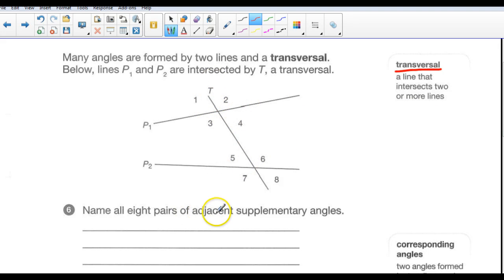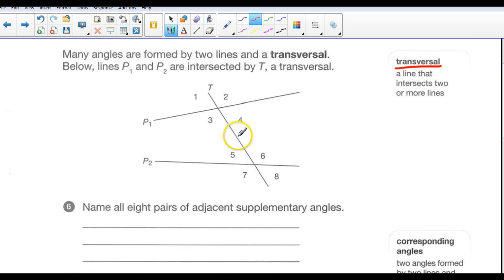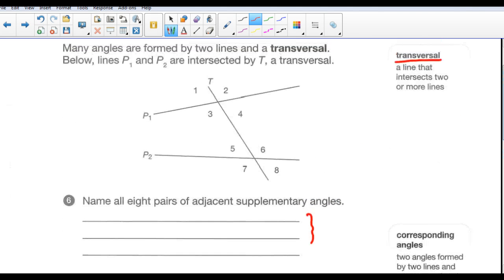Name all pairs of adjacent supplementary angles. Well, adjacent means beside each other, and supplementary means they add up to 180. So name all 8 pairs of adjacent supplementary angles. Well, that would be angle 1 and 2, angle 3 and 4, angle 5 and 6, angle 7 and 8, but then we have to go this way. Angle 1 and 3, 2 and 4, 5 and 7, 6 and 8. So you guys go ahead and write them down right in here, from what I said.